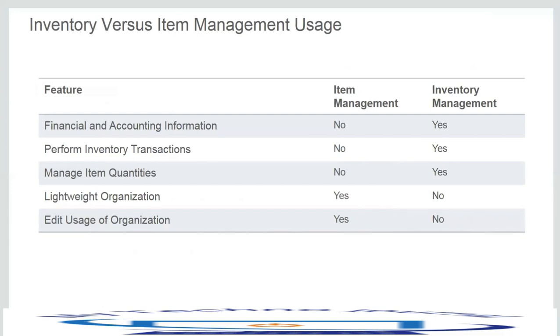This table basically shows the difference between the item and inventory organizations. It has 5 features, wherein you are able to see what is available from the item management point of view and what is not available from the inventory organization point of view.